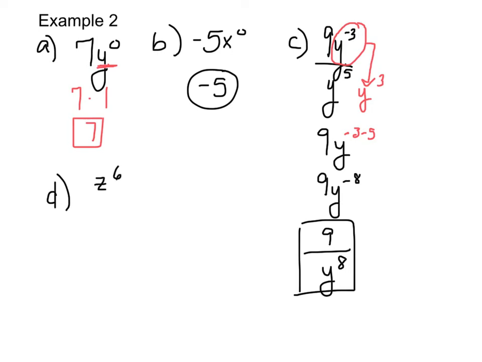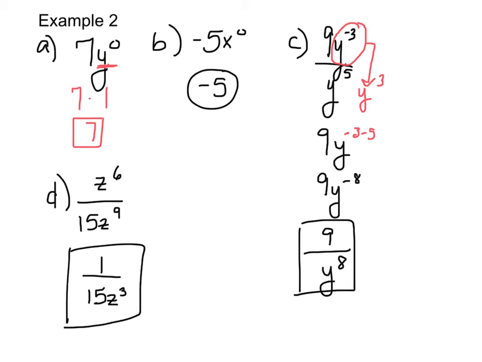Z to the 6th over 15z to the 9th. So where are there more z's? There are how many more z's on the bottom? 3. So you're going to get 15 z to the third on bottom. So your answer is 1 divided by 15z to the third.